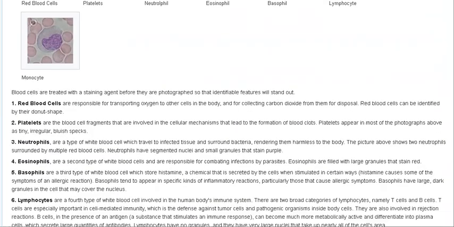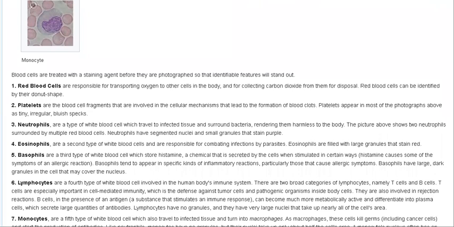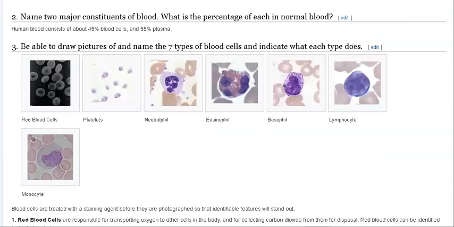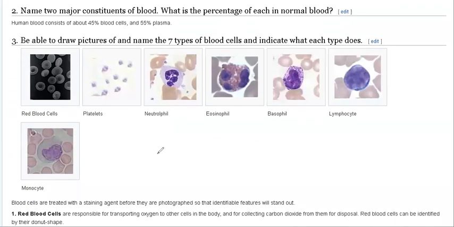Okay, so platelets. These are also called thrombocytes, the blood cell fragments that are involved in the cellular mechanisms that lead to the formation of blood clots. Platelets appear in most of the photographs above as tiny irregular bluish specks. We've spoken about that when we were doing bones. There are the megakaryocytes in the ends of the bones. It's basically a huge cell, but it breaks off to form the thrombocytes.